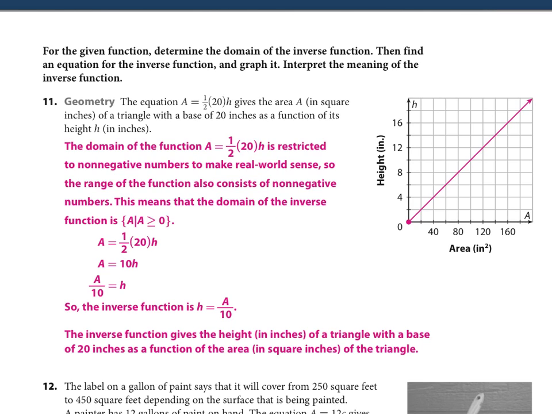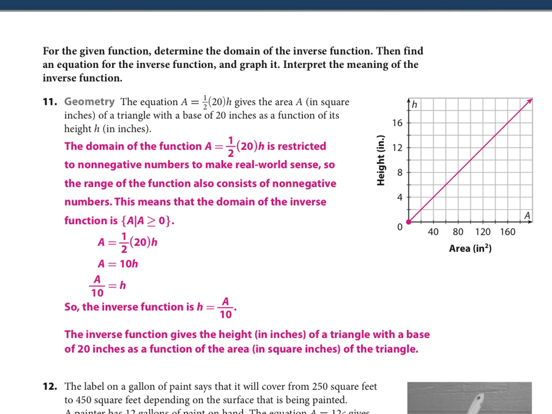As far as the domain goes, whenever you're talking about geometry or any kind of real-life situation, a lot of times you're going to find that graphs can only occur in quadrant 1 because you've got to have positive values. Well, the case is true here. Even for the inverse, okay, you can't have a negative height, you can't have a negative area.